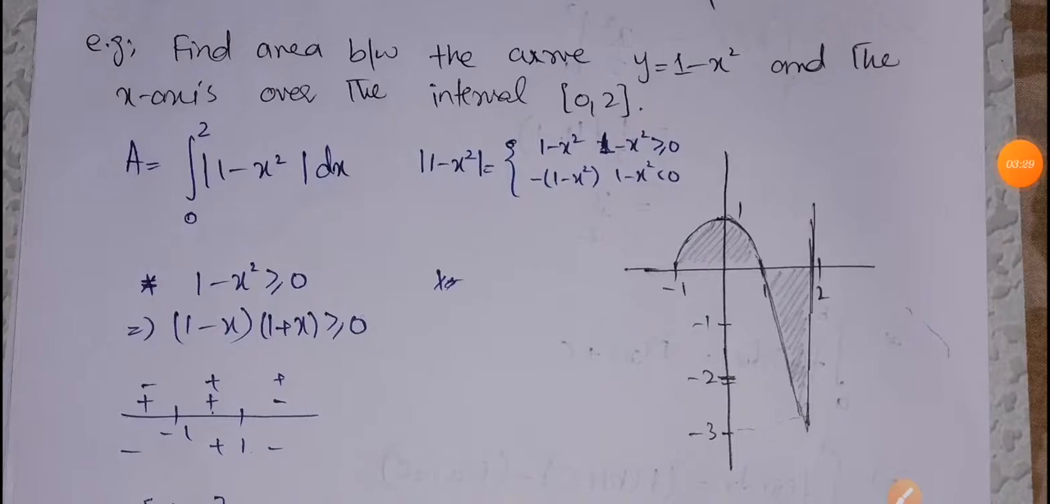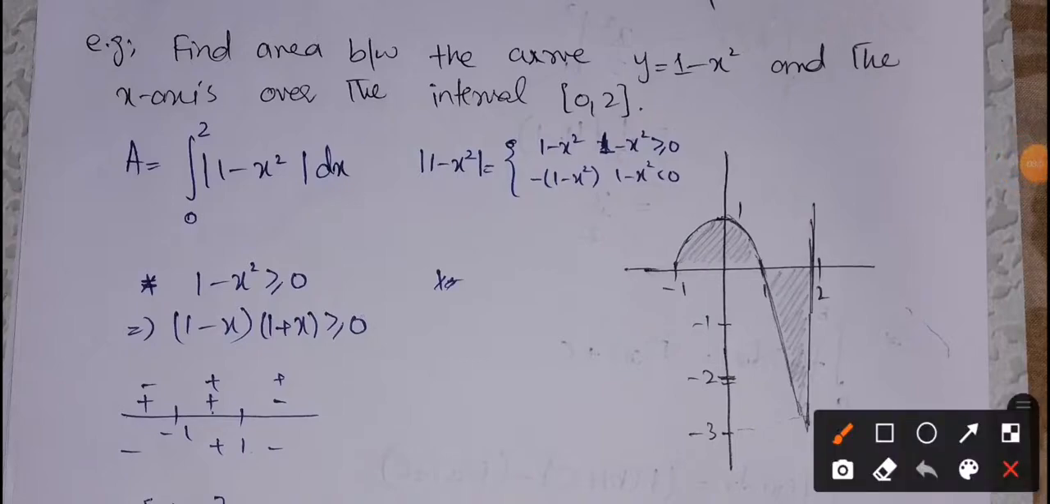For example, we have to find the area between the curve y equal to 1 minus x square and the x-axis over the interval 0 to 2. It means our limit points a and b are given to be 0 and 2. So by definition the area is going to be the integral from 0 to 2 of mod of 1 minus x square dx.